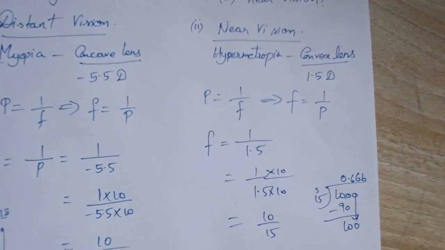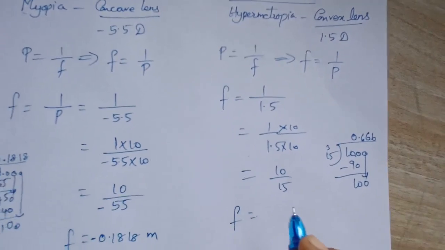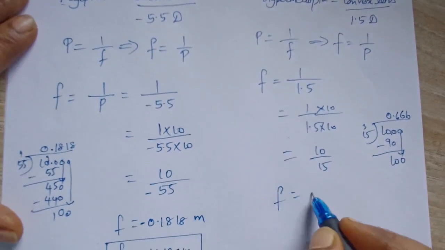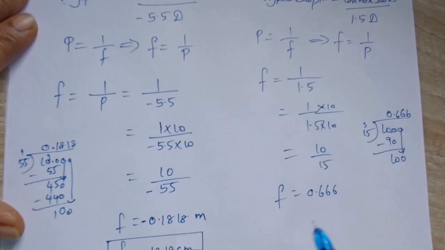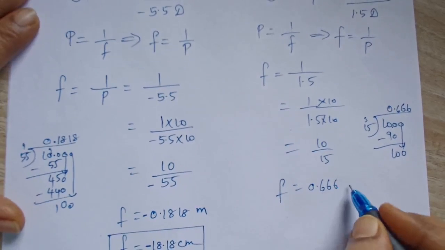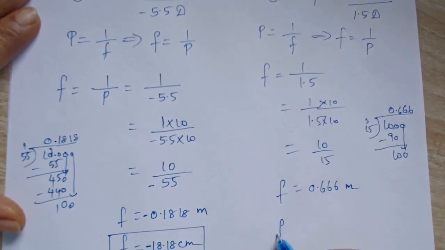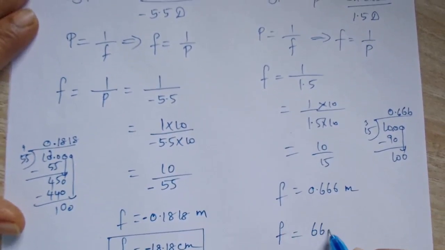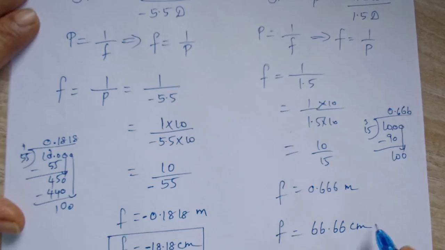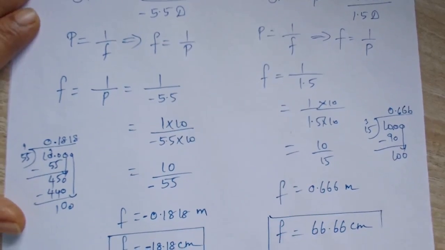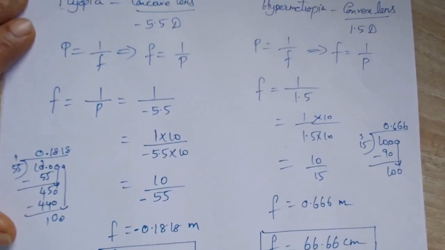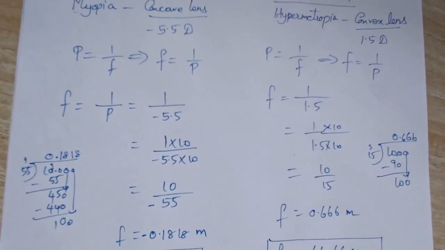So f equals 0.666 repeating, which is in meters. So f equals 66.66 centimeters. This is the focal length of the convex lens for correcting his near vision.